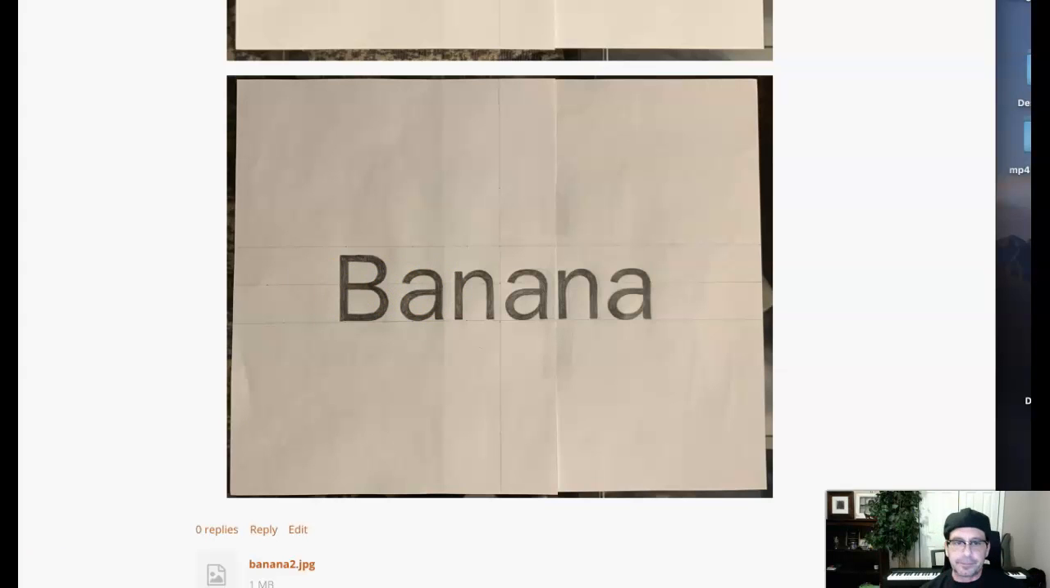For this assignment, we have baseline, mean line, cap line, and x height. Okay, so the baseline is the baseline. We talked about that. Now, what is the x height? The x height is the height of the lowercase letters. The mean line is the line that connects the lowercase letters, and the cap height, or the cap line, is the line that the top of the capital letters resides on.